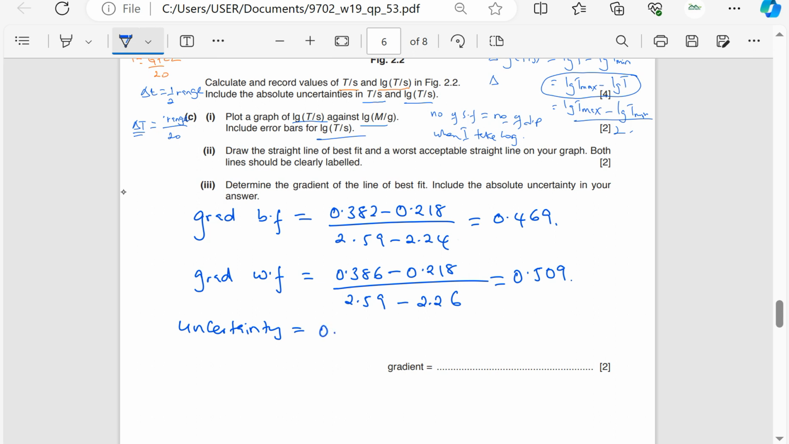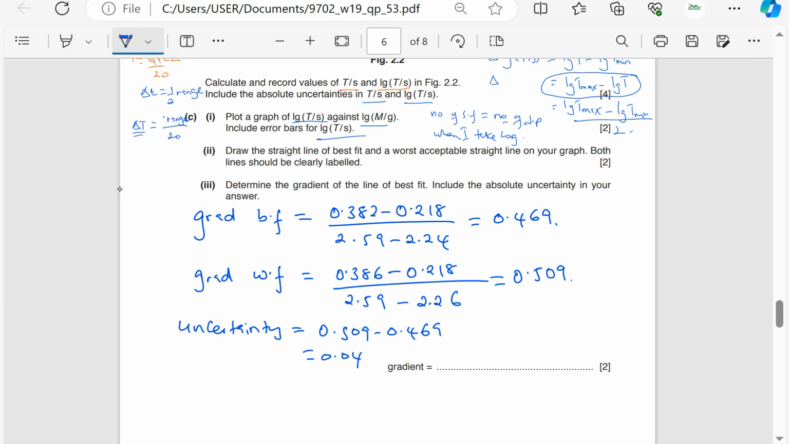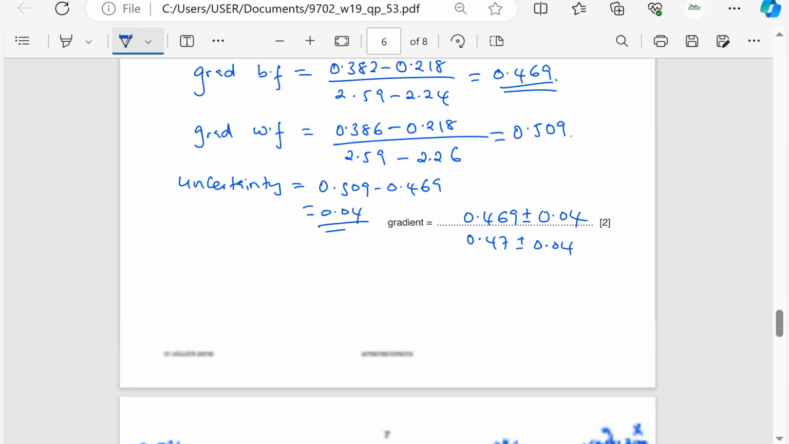Then the uncertainty. The uncertainty is going to be the difference, 0.509 minus 0.469, which is 0.04. So I'll write here the answer as 0.469 plus or minus 0.04. The number of decimal places doesn't matter as long as the uncertainty has just one significant figure. Or you could write 0.47 plus or minus 0.04. You write the best value and the difference in the two values, which is the uncertainty.